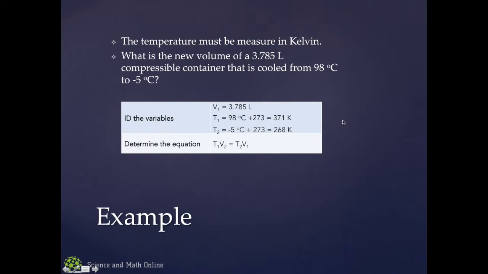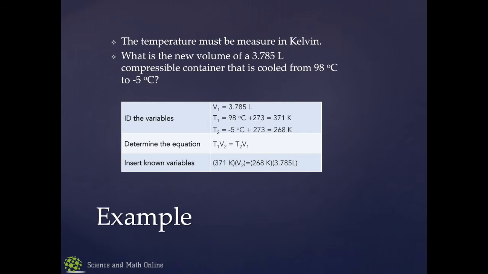And if you'll remember, we haven't used Kelvin a whole lot, but Kelvin just means you add 273. So 98 plus 273, 371. -5 plus 273 is 268. That's how you convert from Celsius to Kelvin. It's a very easy conversion, doesn't require anything mathematically other than simply adding 273. But our temperatures have to be in Kelvin to avoid all the negative craziness and other issues.